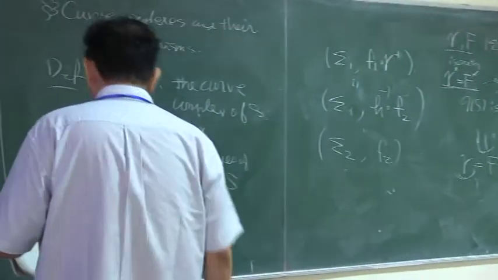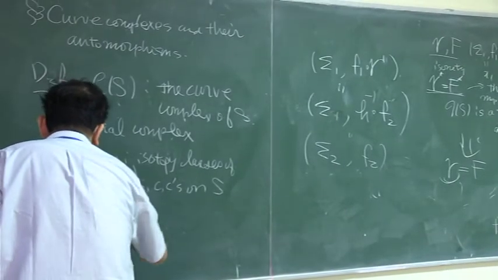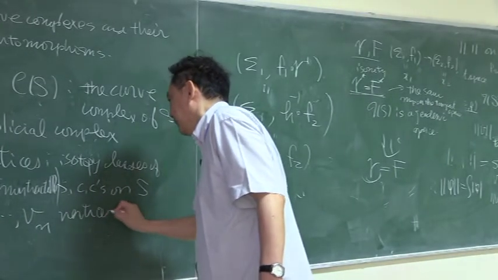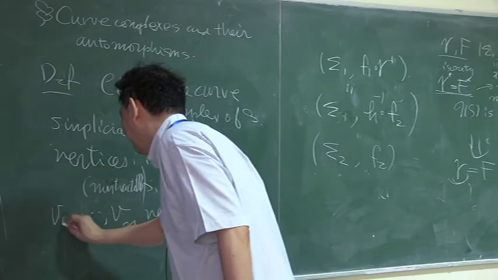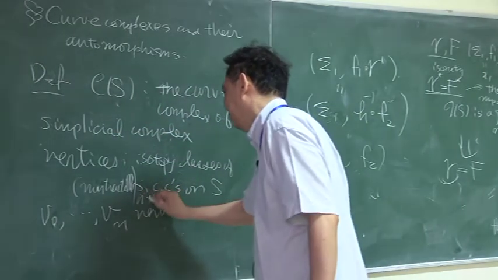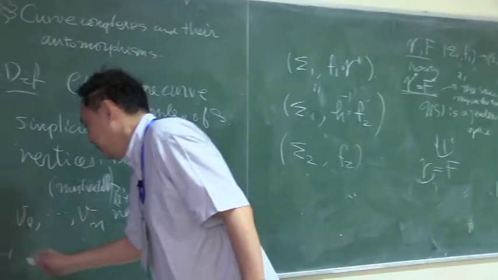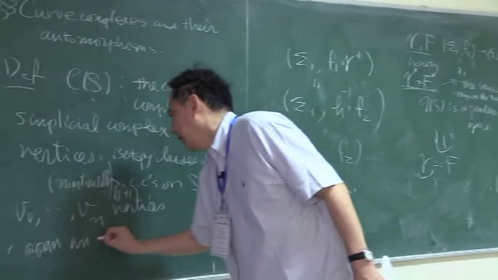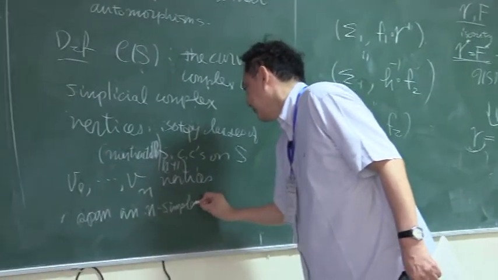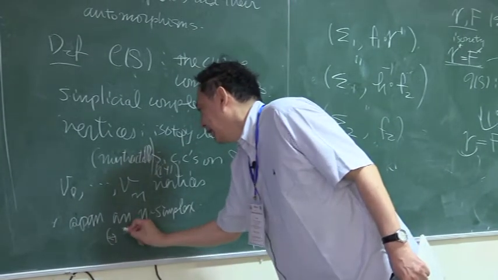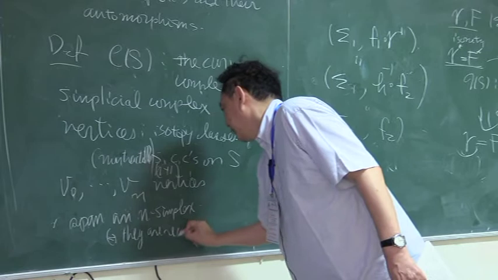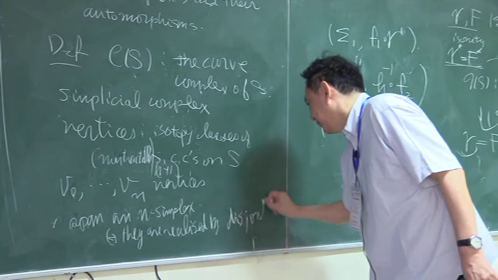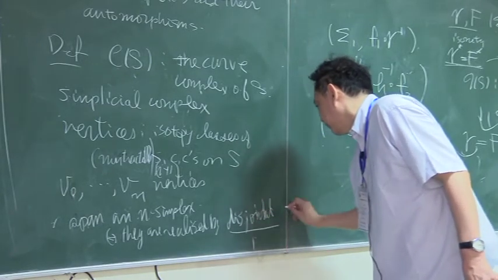And so, suppose you have n vertices. Well, probably n plus 1 would be better. So from 0 to n, so n plus 1 vertices. These vertices span an n-simplex if and only if they are realized by disjoint, this is important, disjoint simple closed curves.